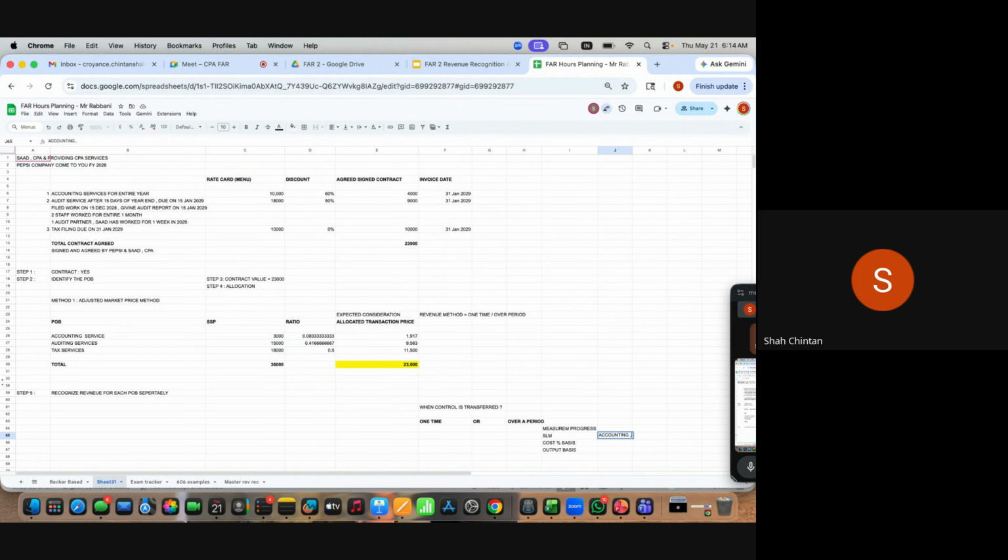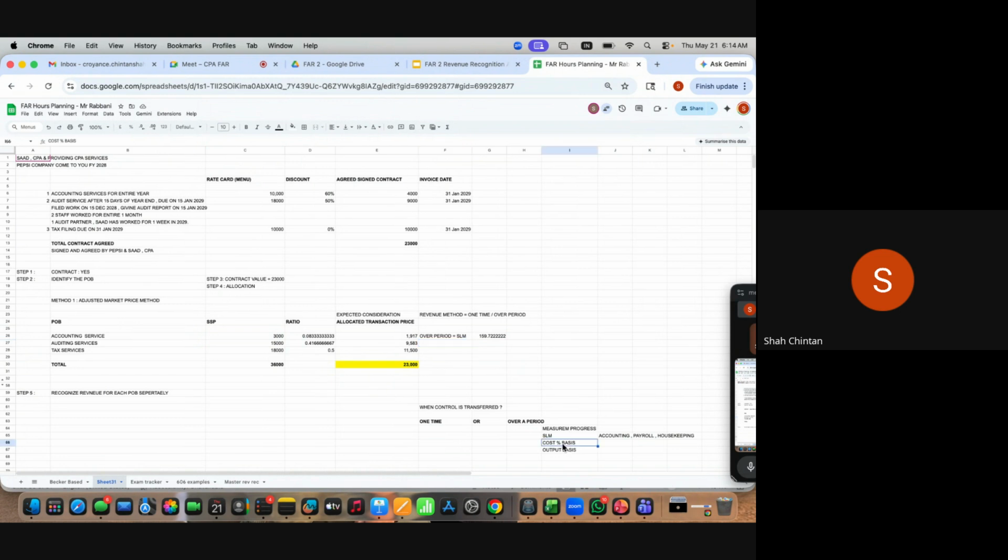Generally, services like accounting, payroll, housekeeping, where the work is similar day in and day out, are recorded on a straight line basis. So let's just say this is going to be the over a period revenue and a straight line approach. So per month revenue will be approximately $160.